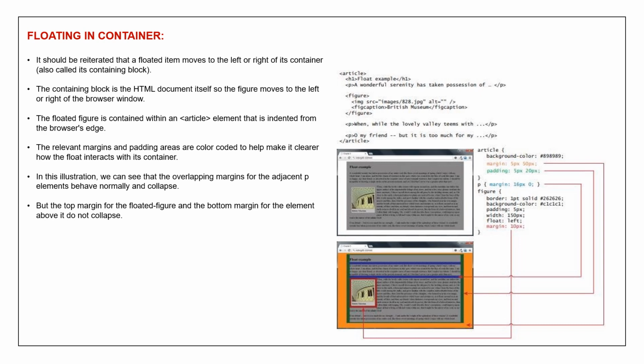In this illustration, we can see that the overlapping margins for the adjacent P element behave normally and collapse. But the top margin for the floated figure and the bottom margin for the element above it do not collapse. The figure describes the floating in container. It shows the margin area, that is 5px, 50px, and then the padding area, and it describes how the paragraph is being displayed.